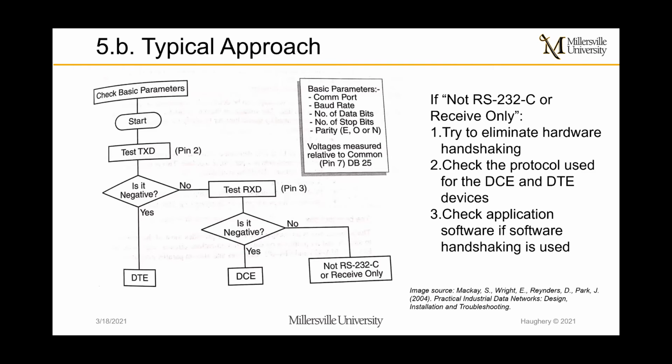So here's your typical approach to troubleshooting one of these systems. The book provided this handy flow chart you have here. First off, you want to find out if it is a DTE or a DCE. First you're going to test the TXD, which is the second pin, and see if there's a negative voltage across that pin. If yes, then you know it's a DTE, but if not, you're going to do the same thing across pin 3. If that gives you a negative voltage, you'll know that it's a DCE.